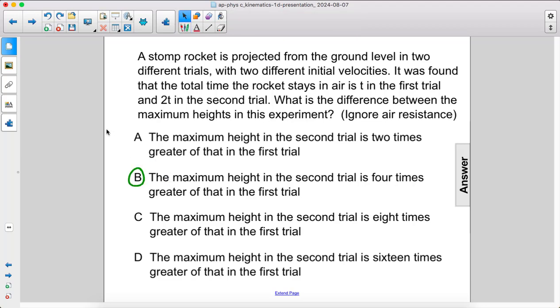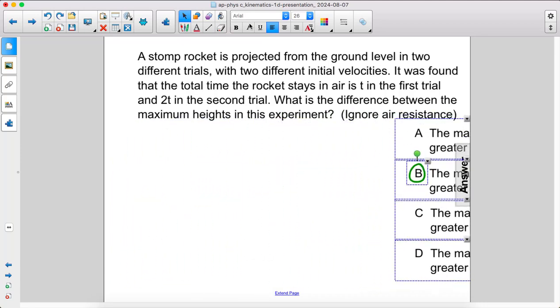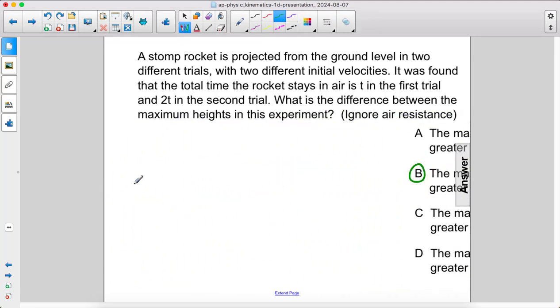But in order to explain this, I need some space. So I'm pushing all these answers aside. Okay, it's a little complicated when you think of the fact that they have different initial velocities. So what I'm going to do is say let's just picture the stomp rockets falling from their maximum heights. That's going to take the launch velocity out of it, so we don't have to deal with it.